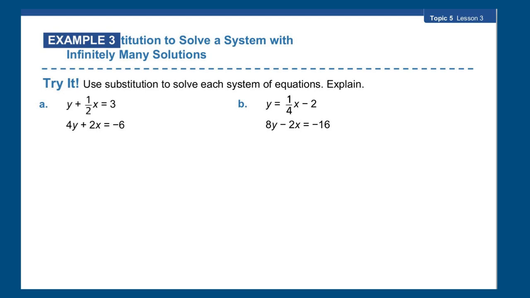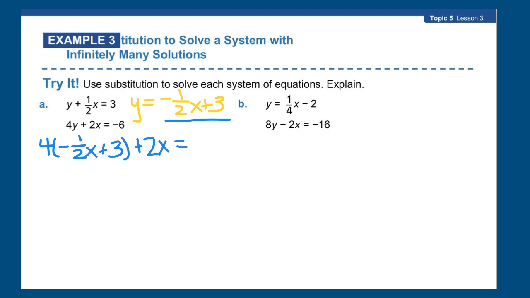All right, on this first one, I'm going to solve for y. And in order to get y by itself, I have to subtract 1/2 x from both sides. And so that will be my y. I'm going to substitute. Instead of the y, I'm going to put this, -1/2 x plus 3, and then copy, copy, copy.